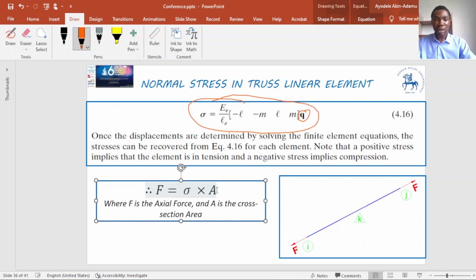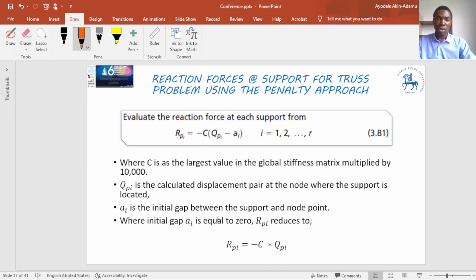When we use this formula, note that a positive stress implies that the element is in tension and a negative stress implies that it is in compression. So when the value we get for the axial force is positive, we know that the element is in tension, and when it is negative, it is in compression. So this is the next slide.